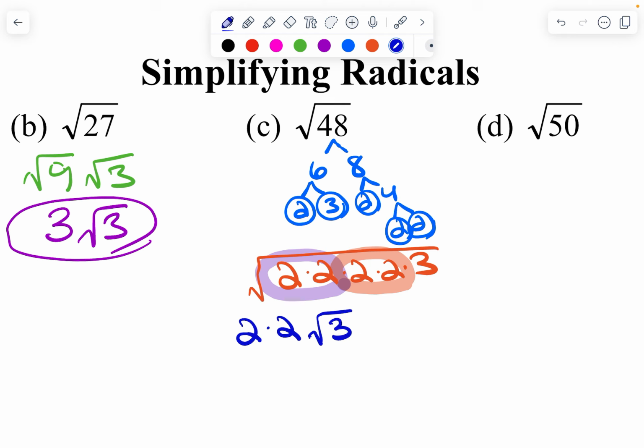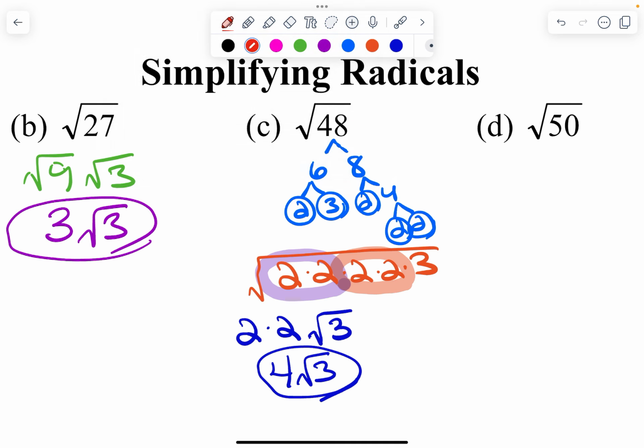So the pairs come out as singletons. Anything that can't pair up stays underneath the root. So this is going to become 4. 2 times 2 is 4. Root 3. And that is the simplified version of root 48.